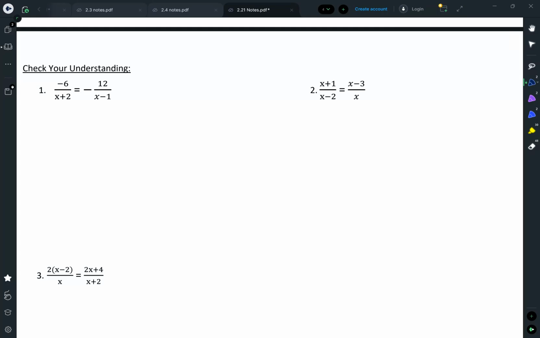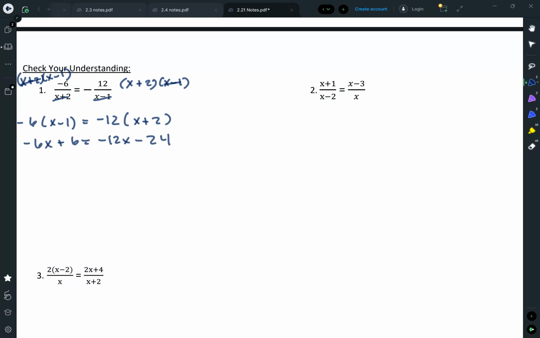So on the first one, I would want to multiply both sides by both denominators, x plus 2 times x minus 1 on both sides. So this one, I have negative 6 times x minus 1. The other one would be a negative 12 times an x plus 2. So let's go ahead and distribute. Be really careful distributing these negatives.